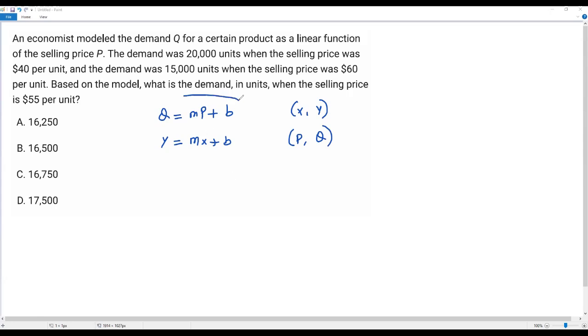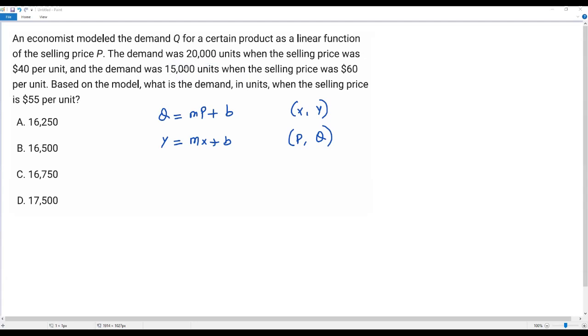Now in this linear function defined by Q in terms of P, our aim is to find the slope m and the y-intercept b. Once we get the values of these two constants, the equation will be complete, and I can plug in the $55 selling price for P and find the demand Q. For that we have to use the information we have over here.